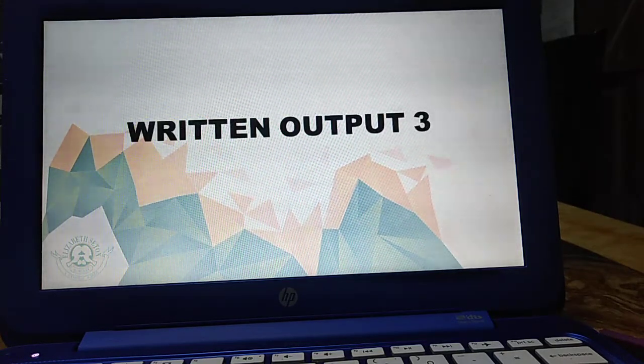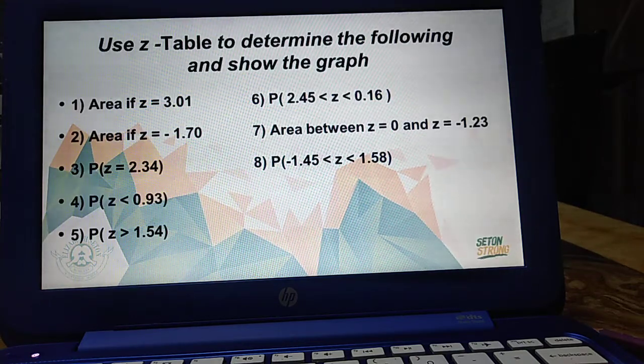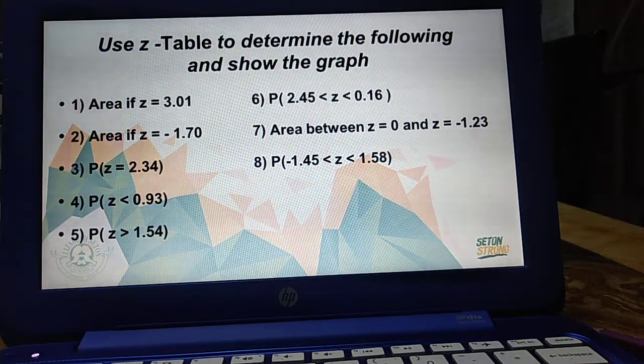We can now have our third written output. So again, you use the z table to determine the following and show the graph that we are referring to.